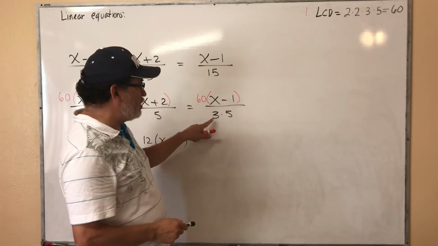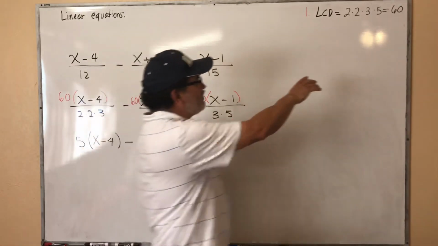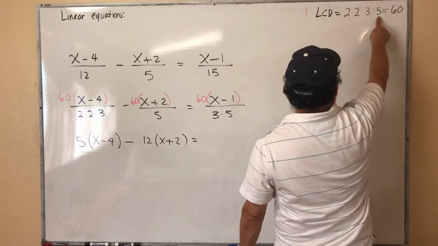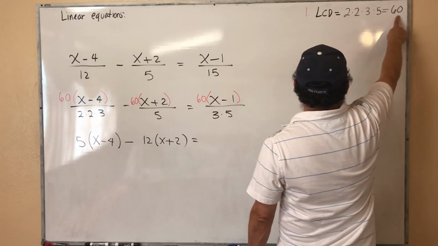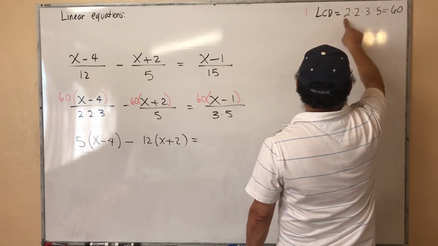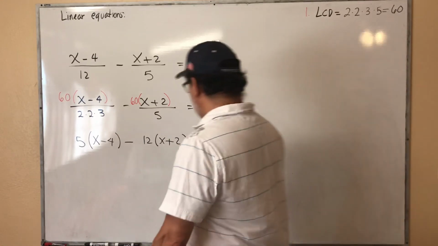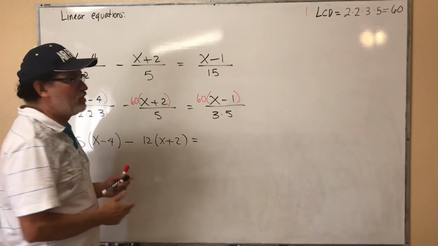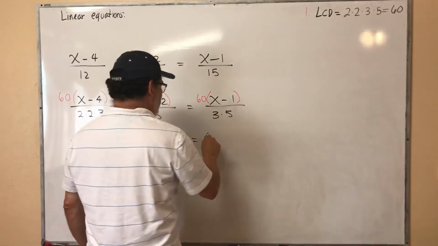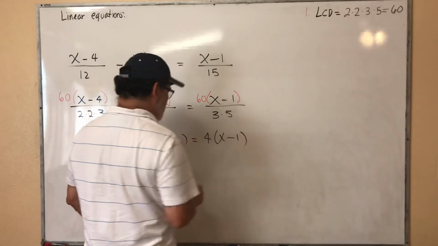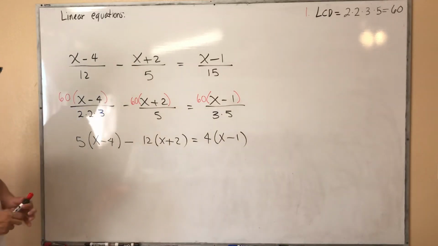60 divided by 3 times 5. Okay, we'll look for 3 times 5. Here's 3 times 5. 3 times 5 goes into 60 how many times? Oh, right there. That's the answer right there. 4. 15 goes into 60 four times. 4 times x minus 4. Do not worry about parentheses.